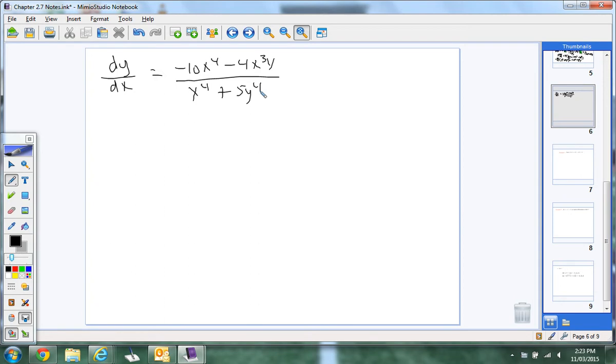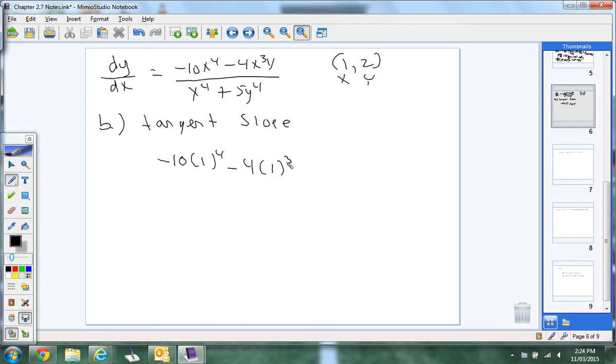So on that problem, the second part of that problem, it says to find the slope of the tangent line at (1, 2). So this time it just wants the slope, not the equation, so we just plug in 1 and 2. That's all we do. We put 1 in for x. So we're doing part B, the tangent slope. So we plug that in for x, that in for y. So that's going to give us negative 10 times 1 to the 4th minus 4 times 1 to the 3rd times 2, all over 1 to the 4th plus 5 times 2 to the 4th.